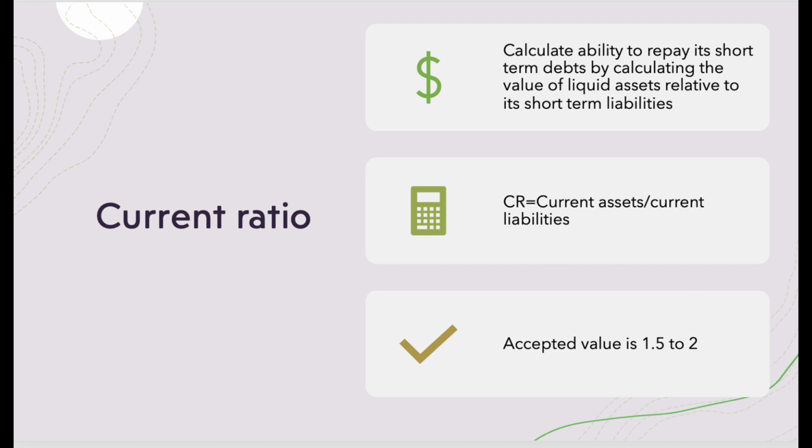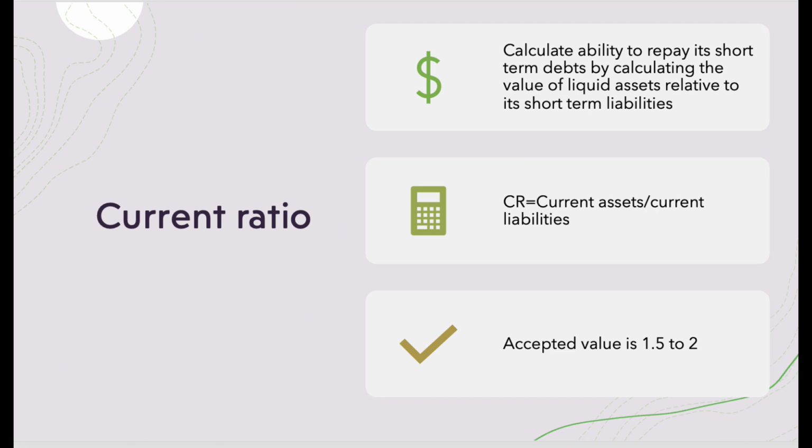After these ratios, we have other types of ratios which are called liquidity ratios. These examine the organization's ability to pay its short-term liabilities. The first of which is the current ratio. Now, this is used to calculate the ability to meet its short-term debts by calculating the value of liquid assets relative to its short-term liabilities. This is done by doing current assets over current liabilities.